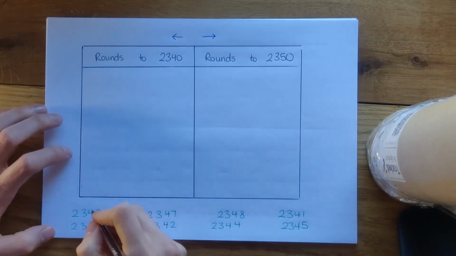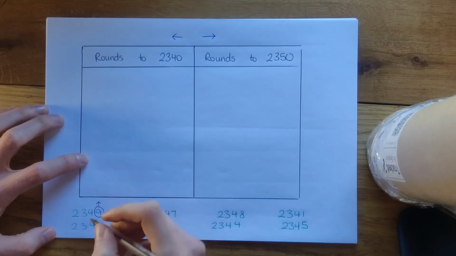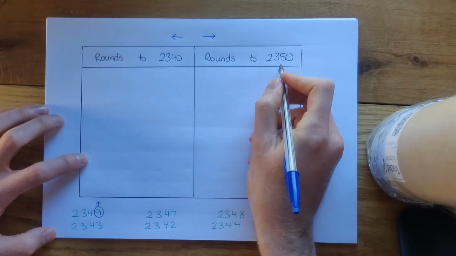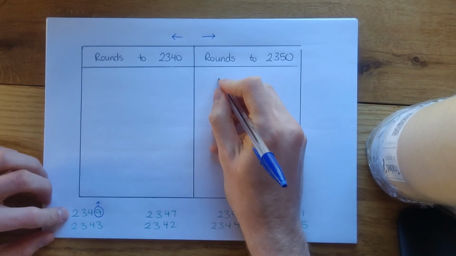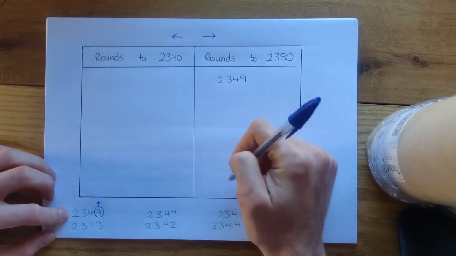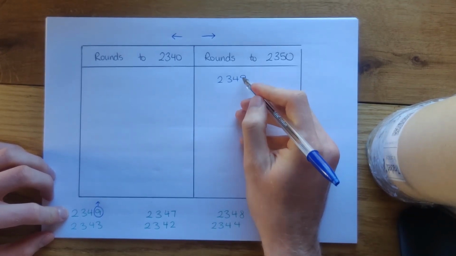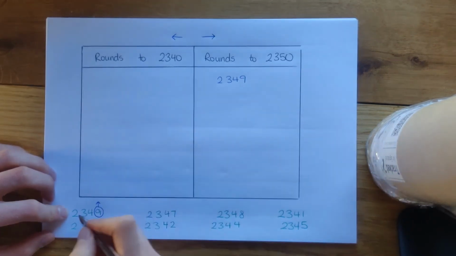So the first one ends with a 9. That's obviously more than 5, so it's going to round up to 2,350. So let's put that number in this column here because it's going to round up. The middle number is 5, it's higher than that, 9, so it's going to round up.